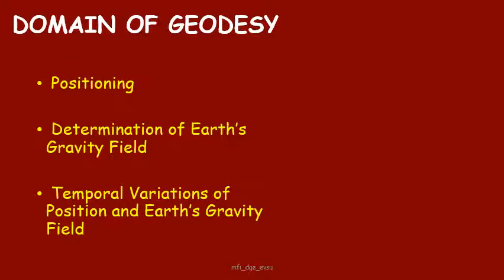Let's continue. So we have domain of geodesy. The first domain natin is to determine the position. Number two, we have determination of the Earth's gravity field. And number three, when we say temporal, that is the changes with respect to time. Temporal variation of the position and the Earth's gravity field. So for number three, that is the combination of number one and two. The position with respect to the Earth's gravity and the changes of time.